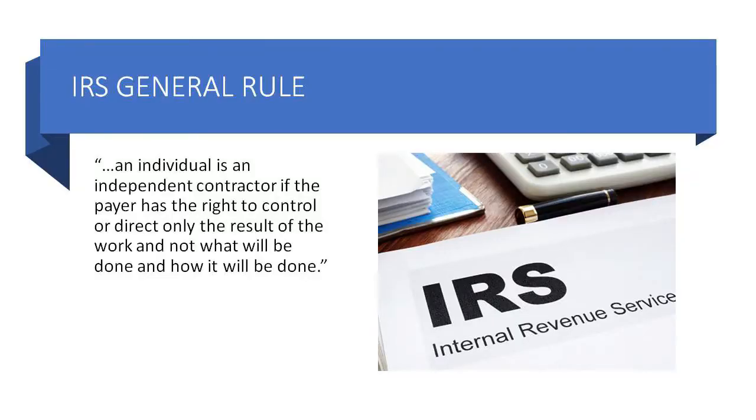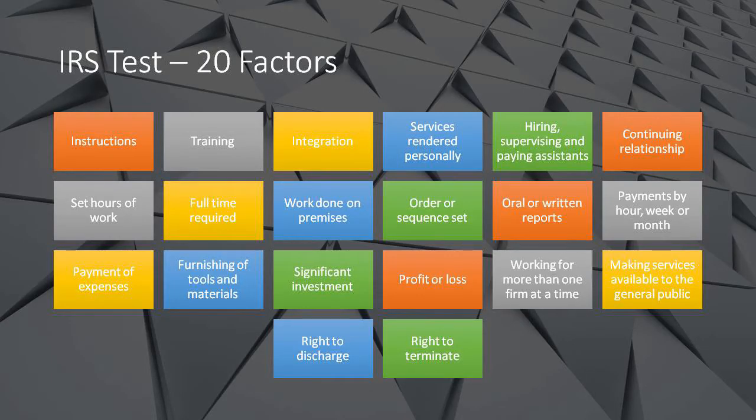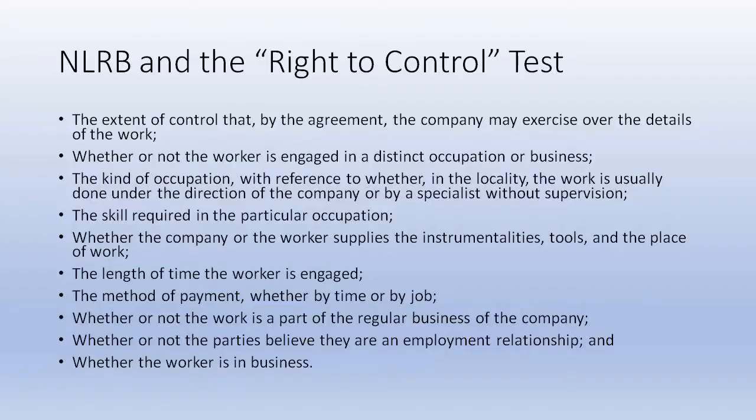It's a subject we don't talk much about at Insperity, mainly because we only deal with employees. According to the IRS, the general rule is that an individual is an independent contractor if the payer has the right to control or direct only the result of the work and not what will be done and how it will be done. The IRS has developed a 20-point test, which includes factors such as instructions, training, integration, services rendered personally, and more. Meanwhile, the NLRB's current standard is a 10-factor common law test to determine whether there is an employer-employee relationship. Some states, though, such as California, set a much higher bar.